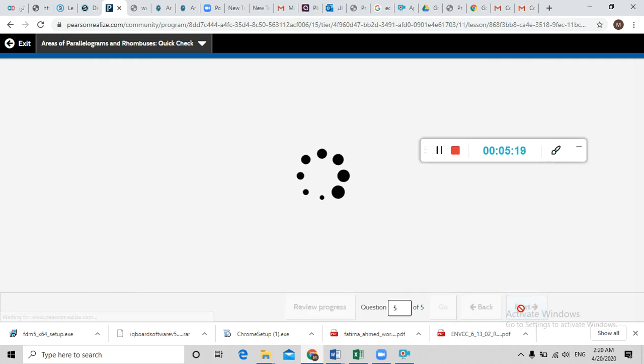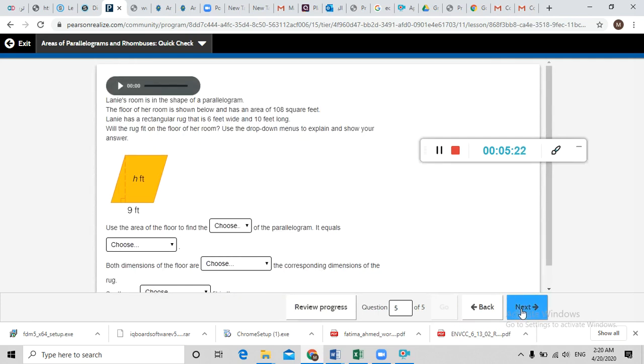Next question. Eleni's room is in the shape of a parallelogram. The floor of her room is shown below and has an area of 108 square feet. Here you have the base, but the height is missing, but we have the area. Eleni has a rectangular rug that is 6 feet wide and 10 feet long. Will the rug fit on the floor of her room? Use the drop-down menu to explain and show your answer.